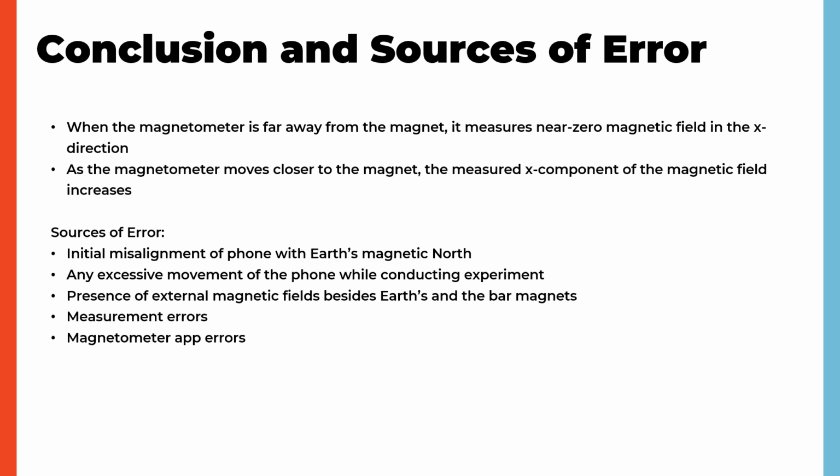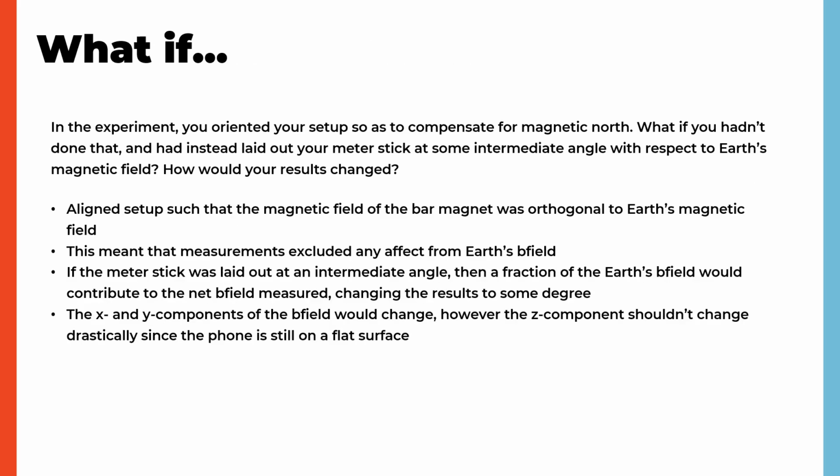Some sources of error, because the values that I got for mu, both simulated and measured, were very different. And so this could be due to initial misalignment of the phone with Earth's magnetic north, any excessive movement of the phone while conducting the experiment, presence of external magnetic fields besides the Earth and the bar magnet from other electronics around me, and also measurement errors of the distances, or just errors in the magnetometer app.